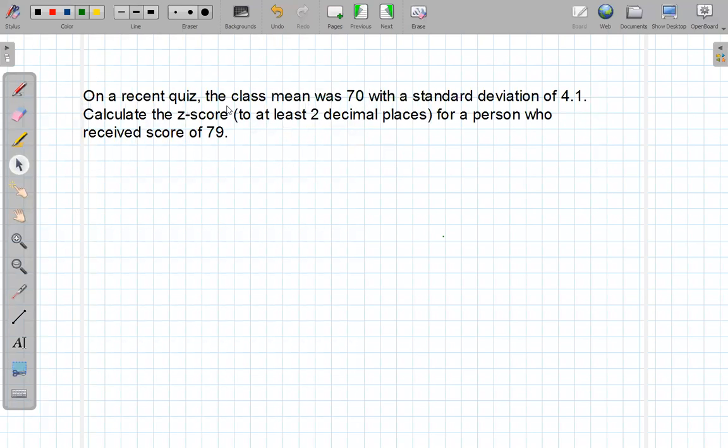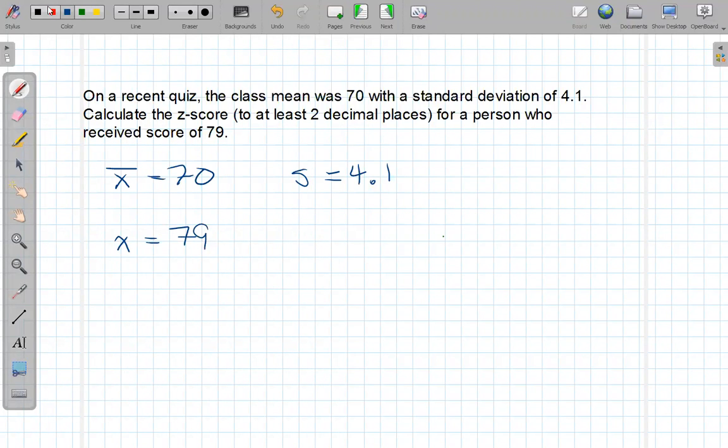Okay, so on a recent quiz, the class mean was 70. So hopefully you take notes when you're doing these problems. So I would, on my piece of paper, write, okay, X bar is 70. Standard deviation is 4.1. So S is 4.1. Calculate the z-score to at least 2 decimal places for a person who received the 79. So some number in our data set, that's just some X value. So X is equal to 79.